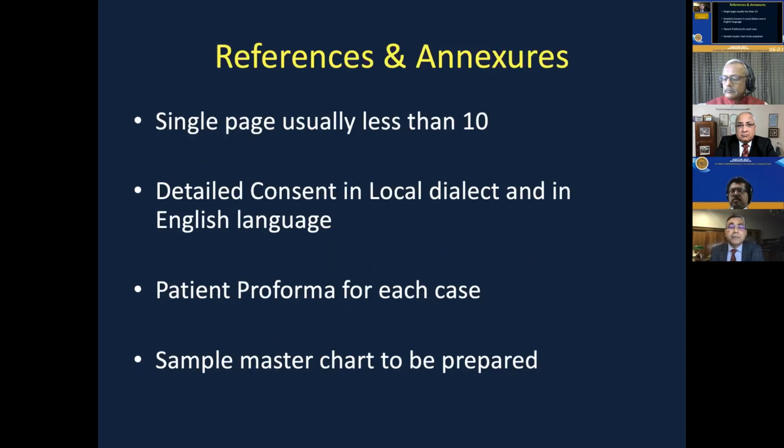Then you go to the last part, which is references and annexures, which is usually a single page. Usually we say they should be less than 10 for a protocol. They should also have in the annexures detailed consent in the local dialect. For example, we are in North India and we need to have consent in Hindi language, in addition to English language. There has to be a patient pro forma for each case, so you need to have a sample case pro forma there, and then a sample master chart. So everything the committee is going to see is how you are going to collate your data together to make sense out of it.